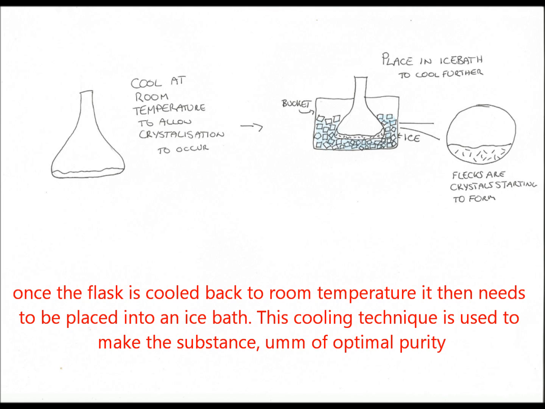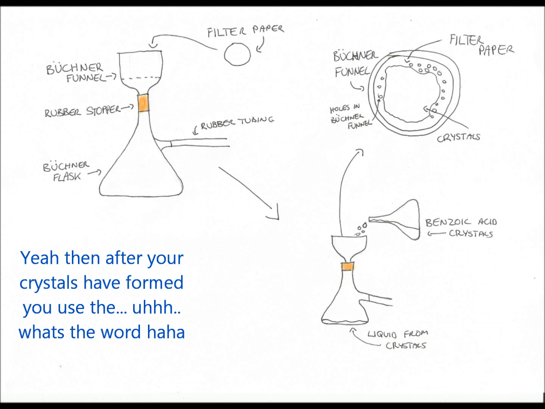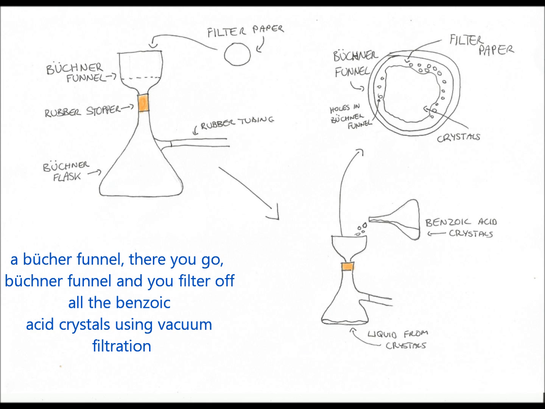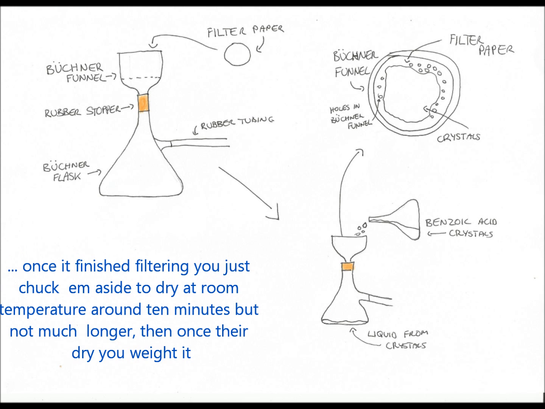Once the flask has cooled back to room temperature, it needs to be placed into an ice bath. This cooling technique is used to make the substance of optimal purity. After your crystals are formed, you use a Buchner funnel, and you filter off all the benzoic acid crystals using vacuum filtration. Once they're finished filtering, you set them aside to dry at room temperature, around 10 minutes, but not much longer. Then once they're dry, you weigh them.